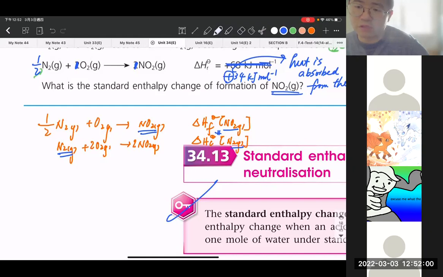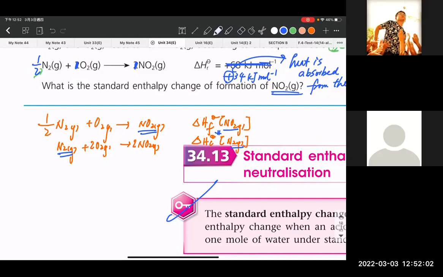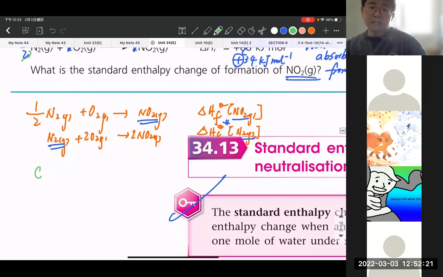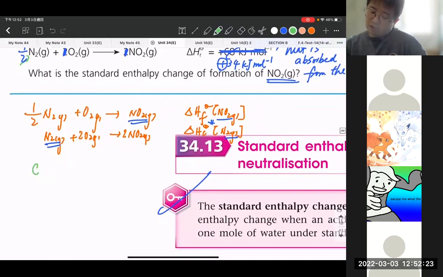The delta H of formation of a substance is equal to the delta H of combustion of another substance. Leichen, what do you think? Combustion of carbon. Carbon in terms of what? What is the stable form of carbon as the standard state? Graphite. In terms of graphite.